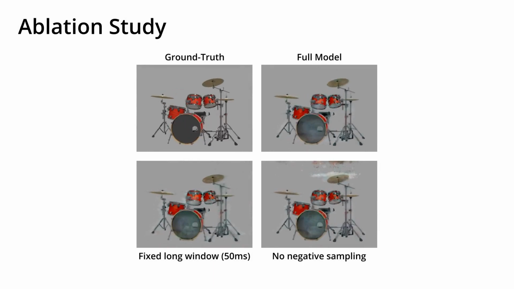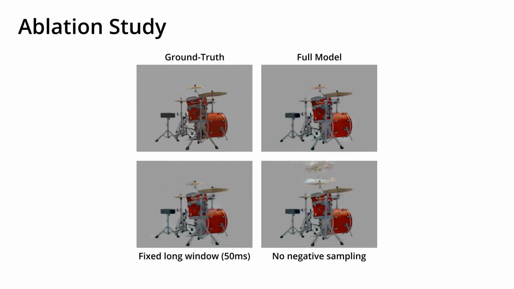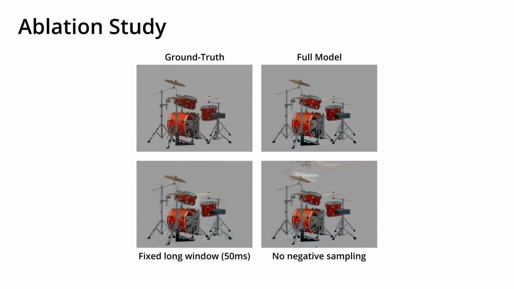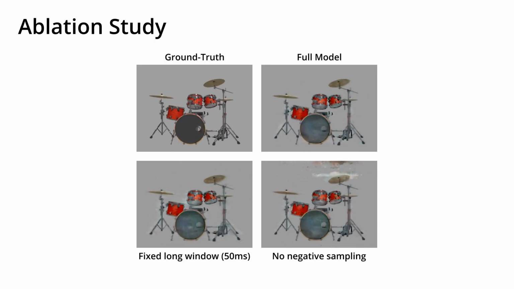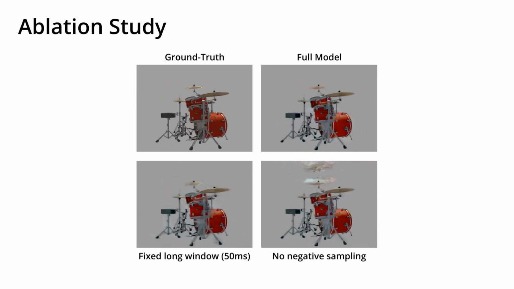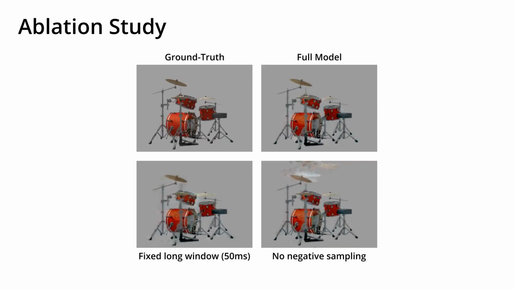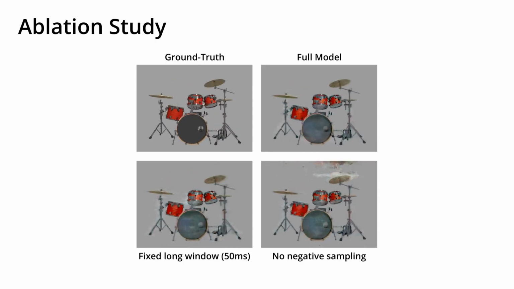We now proceed to an ablation study. Using fixed, long windows instead of randomized window lengths results in loss of fine detail on the object and some minor artifacts and trails. Disabling negative sampling results in significant artifacts.